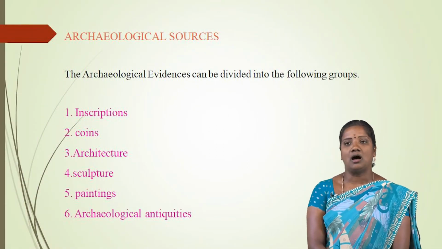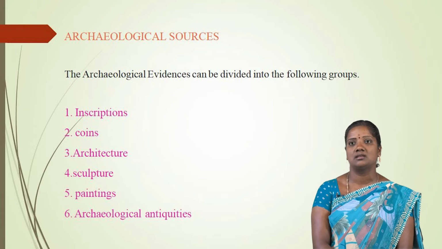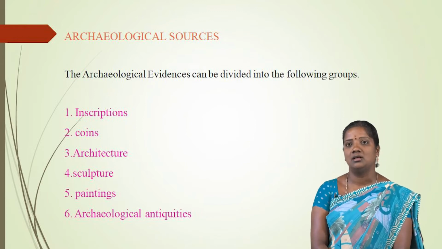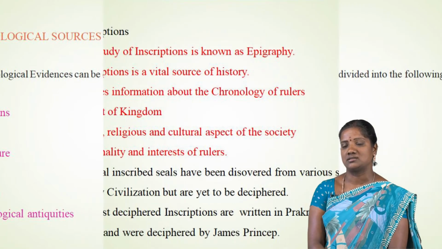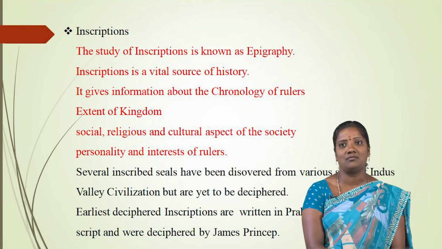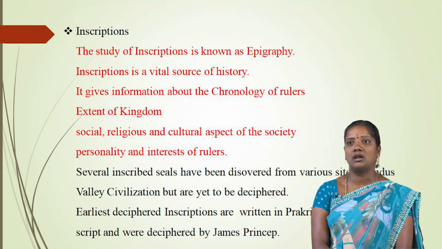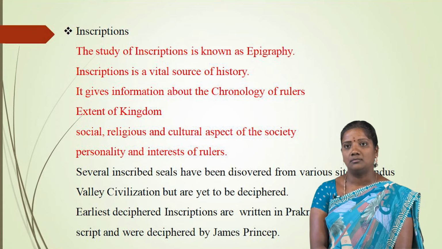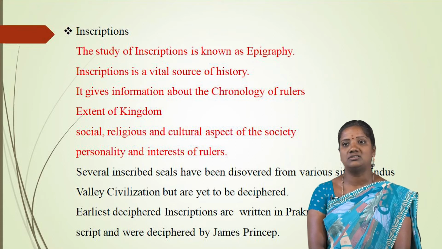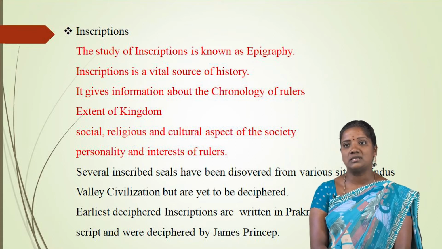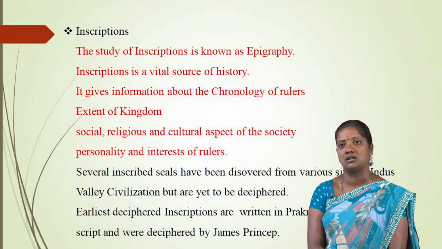Archaeological sources. The archaeological evidences can be divided into the following groups. The first one is inscriptions, then coins, architecture, sculpture, paintings, and archaeological antiquities. Inscriptions. The study of inscriptions is known as epigraphy. Inscriptions are a vital source of history. They give information about the chronology of rulers, extent of kingdom, social, religious, and cultural aspects of the society, personality, and interest of rulers.